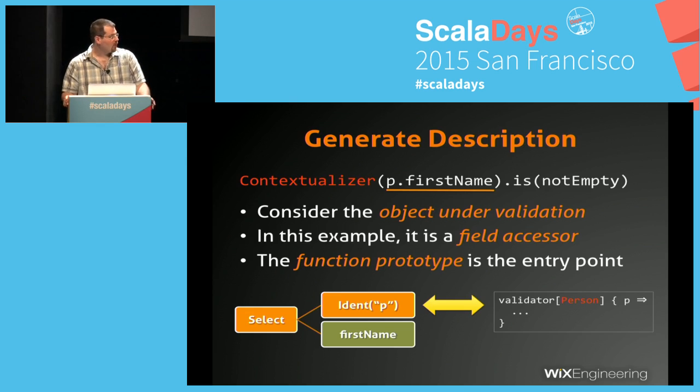For this very simple expression, what we need to do is consider the prototype of the function that we were given. If we go back to what the validator macro looks like, it takes in a code block. It takes in a function from t to unit that has all the validation rules inside it. What is the name that the user elected to give t?